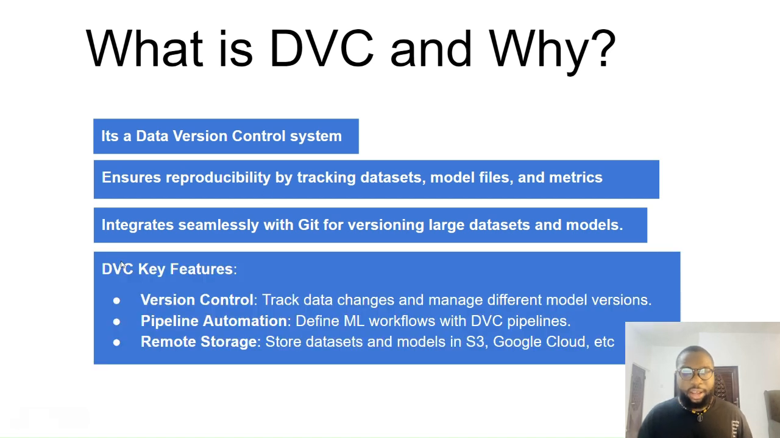Okay. So the key features here: it helps to track data changes and manage different model versions. Like I have here, you can design pipeline automation, define your ML workflow, using the DVC pipeline. You can also have remote storage. For example, you have a large amount of data sets stored somewhere, for example in Azure, Google Cloud, or AWS S3. You can have your remote storage, and then you can connect those to your pipeline, right?